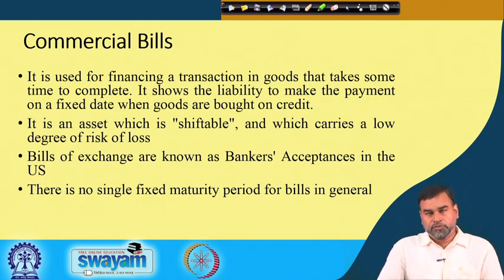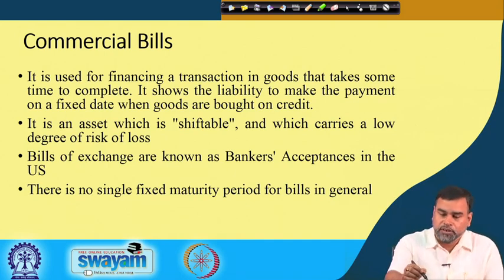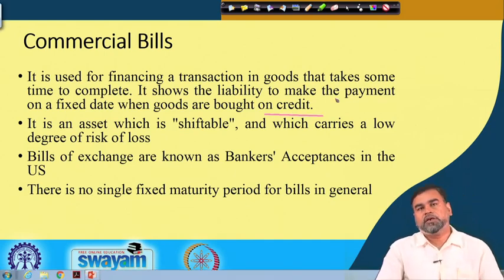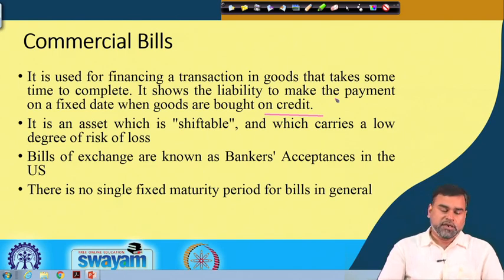So, it is a bill issued against an individual or a company to get back their payment after a certain time of the transaction, after delivery of the goods. Once the goods are delivered, only after that can the bills be shown to the financial institution for payment. So, this is what commercial bills are, and as I told you, this bill works whenever the goods are bought on credit. Credit means the money is not paid to buy that commodity or those goods at that point of time. So, this is an asset which is shiftable and which carries a low degree of risk of loss.